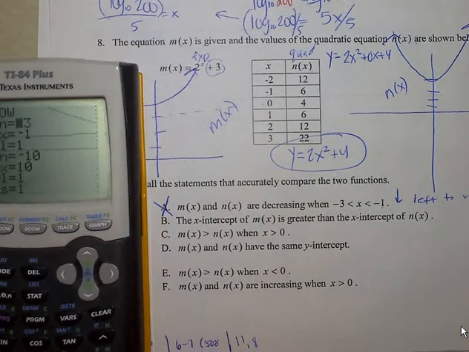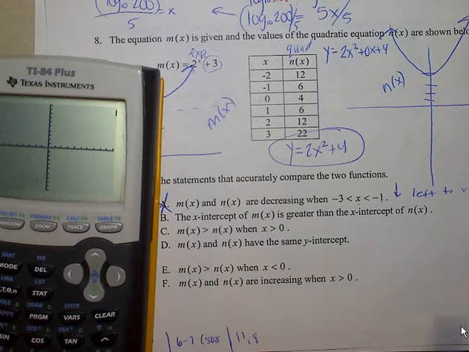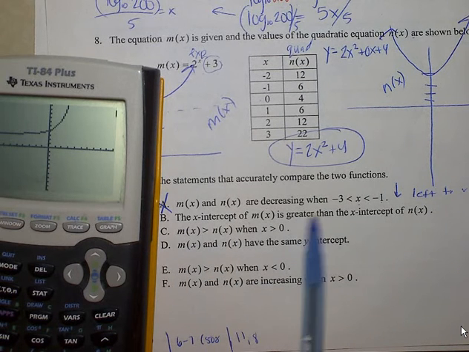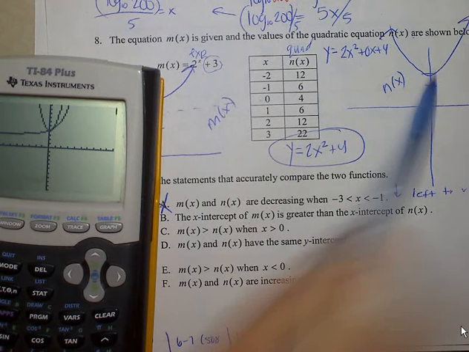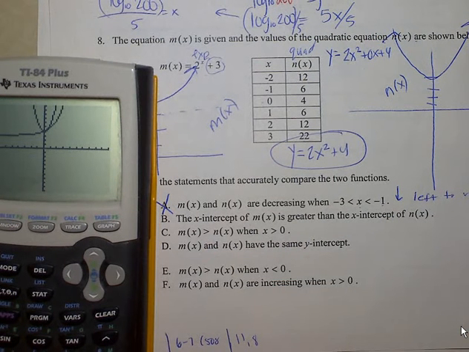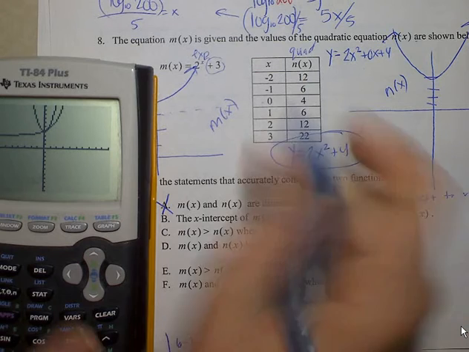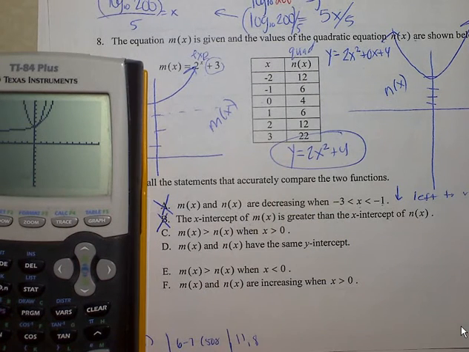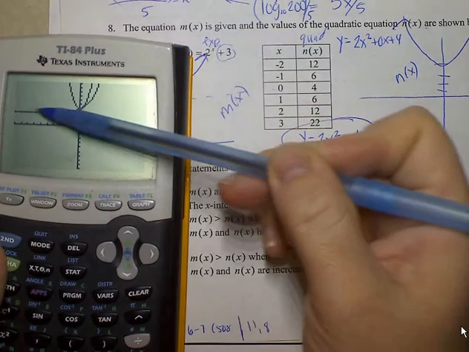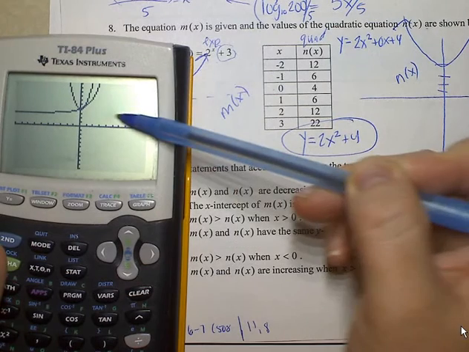I'm going to go back so you can see them. The second one says the x-intercept of m of x is greater than the x-intercept of n of x. Well, does either one have an x-intercept? No, neither one has an x-intercept, so we get to cross it out. Remember, this is a horizontal asymptote right here at y equals 3.